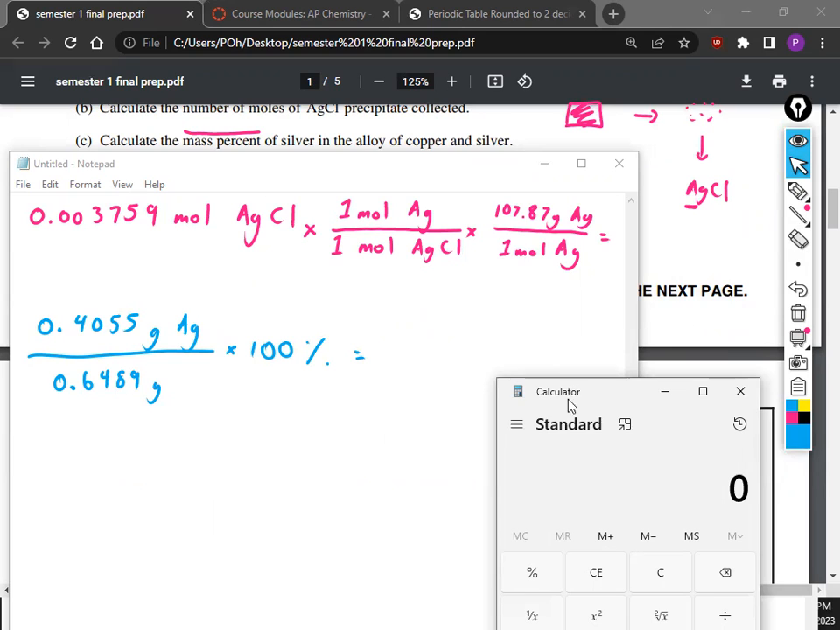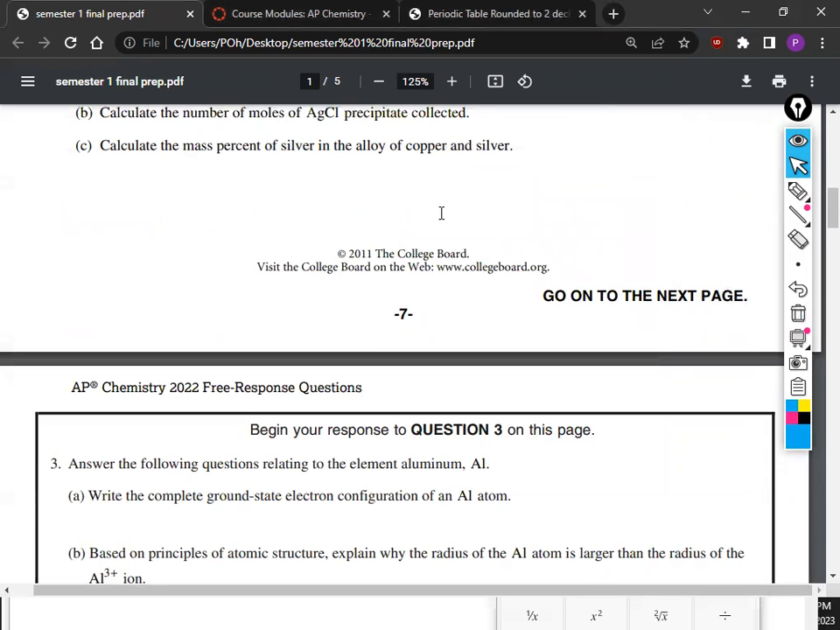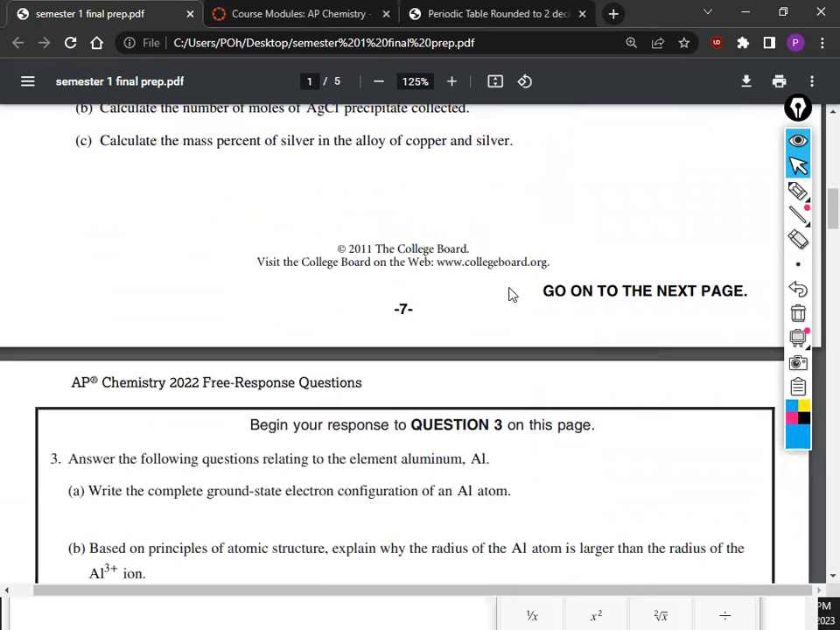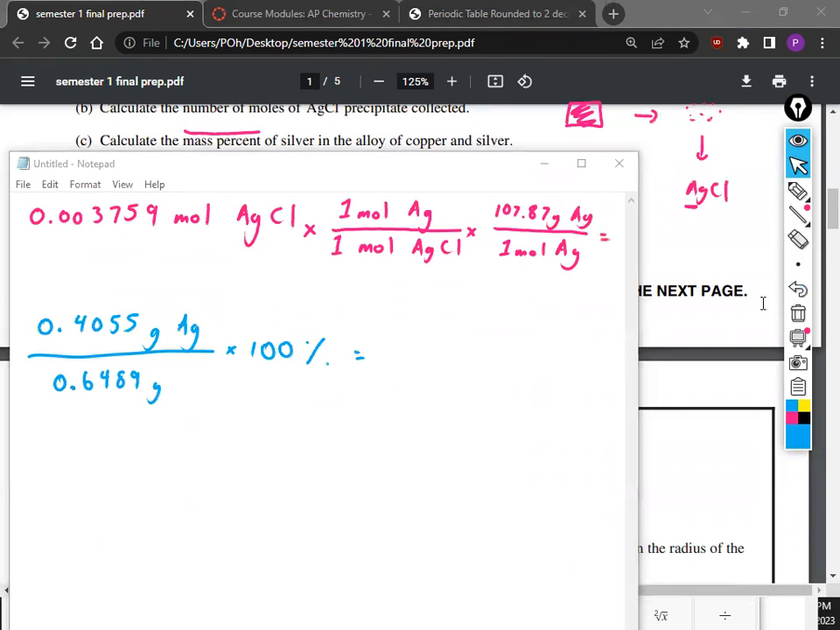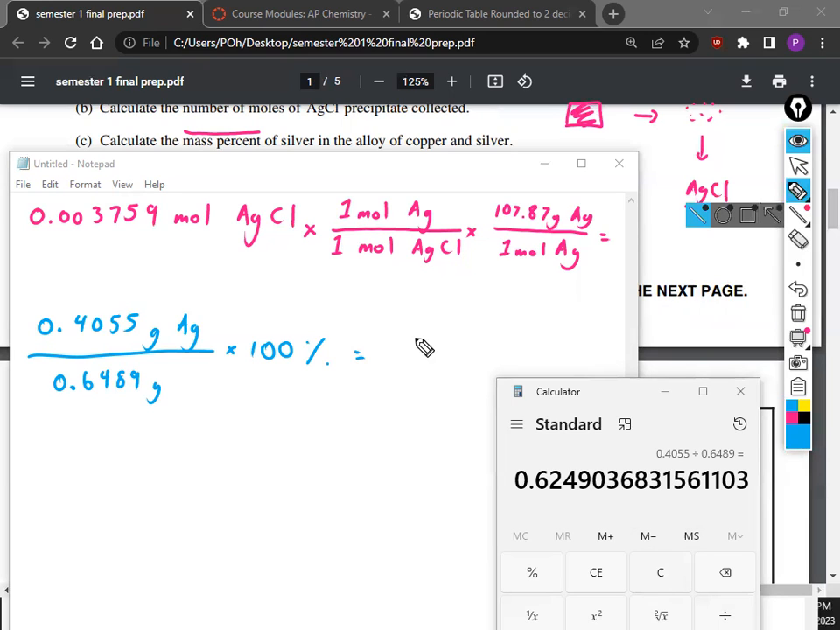Yeah, 0.6489 is the mass of the alloy, because we're trying to find how much silver was in the alloy, right? So we need the weight of the alloy. Yeah, good question. Okay, so you'll get a final answer of about 62.49, or 62.5%.